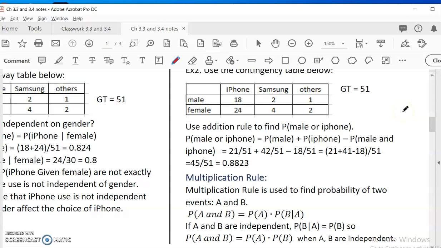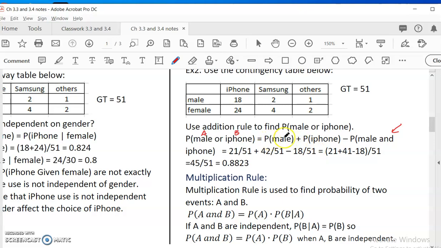In example 2, you can also use the two-way table to illustrate this addition rule. In case you find the previous method in 3.1 really difficult, you can use the addition rule to find A or B. For example, use the addition rule to find mail or iPhone. Mail will be your A, iPhone is your B. By the addition formula, that would be probability of mail plus probability of iPhone minus probability of mail and iPhone. We know this is easy to find. Mail and iPhone is just one cell, this one, so you would say minus 18 over 51.